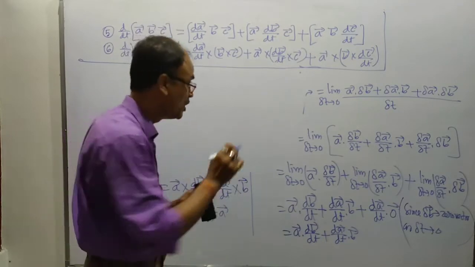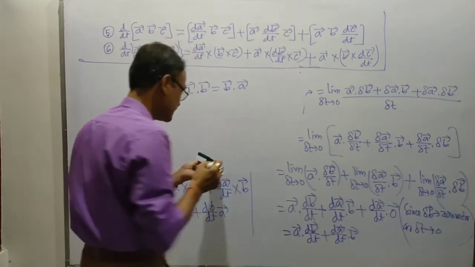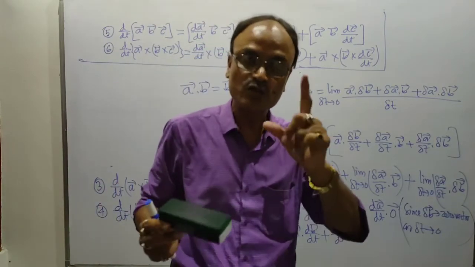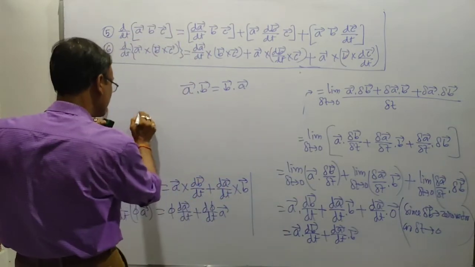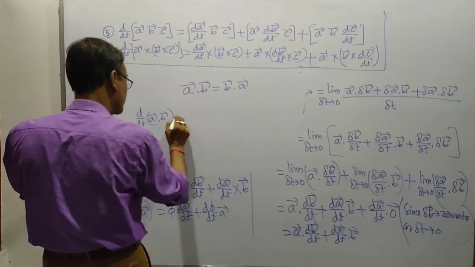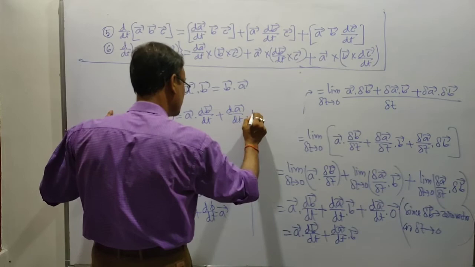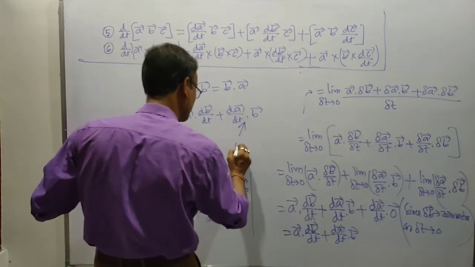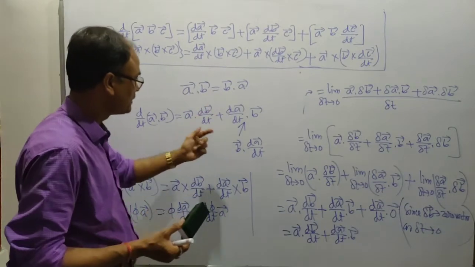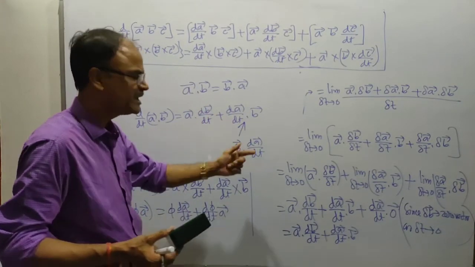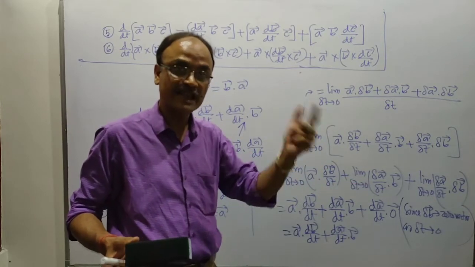Now note one thing. We know that A vector dot B vector equals B vector dot A vector, because the dot product is commutative. In this case, d/dt of A vector dot B vector equals A vector dot dB vector by dt plus dA vector by dt dot B vector. In place of this, you may write B vector dot dA vector by dt, because the dot product is commutative. A vector dot dB vector by dt plus B vector dot dA vector by dt. In case of dot product, you may write like this. But in case of cross product, you cannot write like this, because A cross B equals minus B cross A.